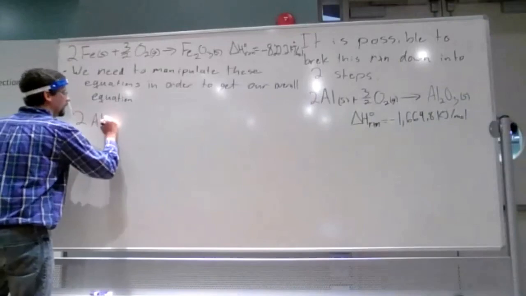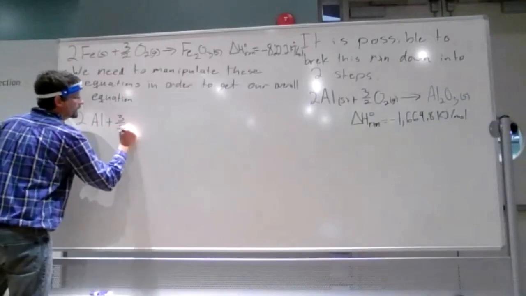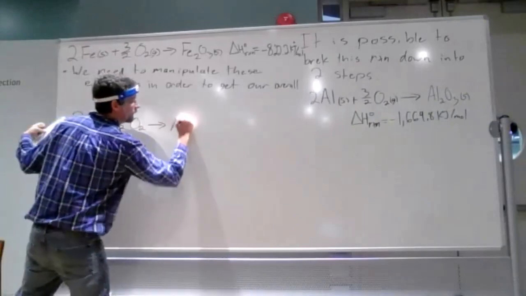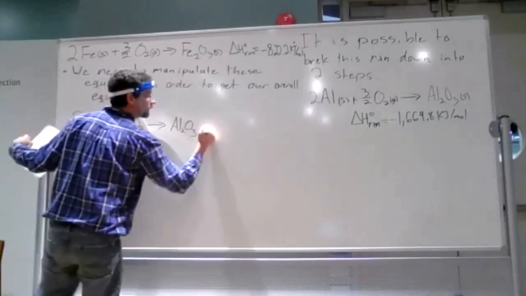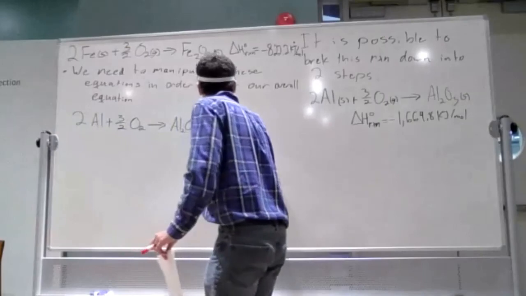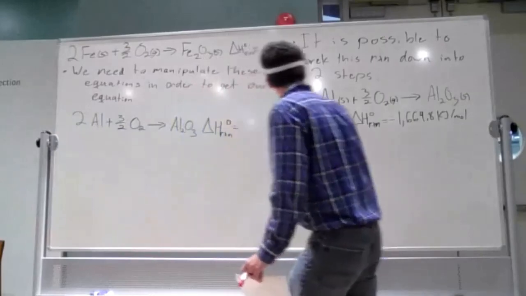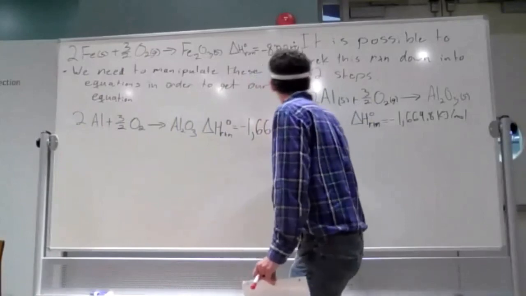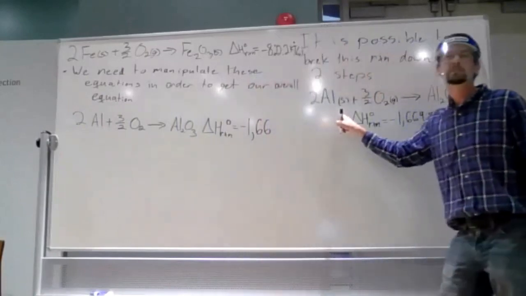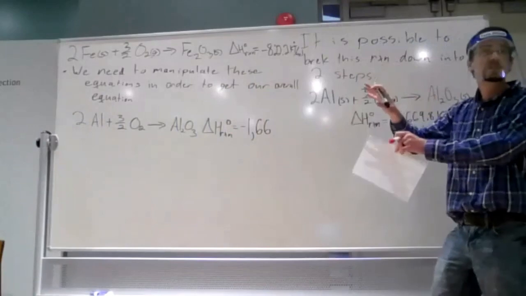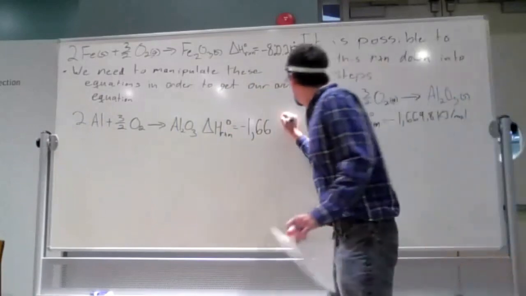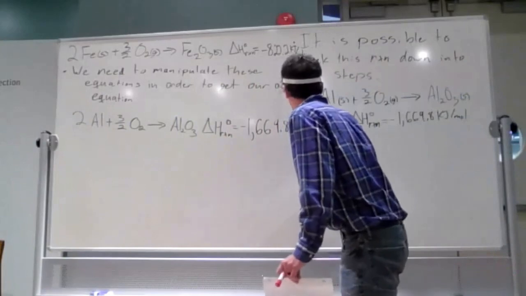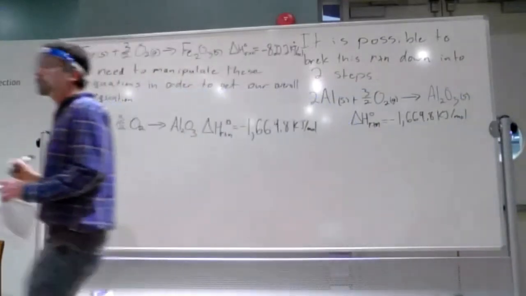That 2Al plus, I'm gonna be lazy and leave off the physical states, Al2O3. The delta H of that reaction doesn't change at all because we didn't multiply this equation by any coefficients, we didn't change the direction at all. 9.8 kilojoules per mole. Okay.